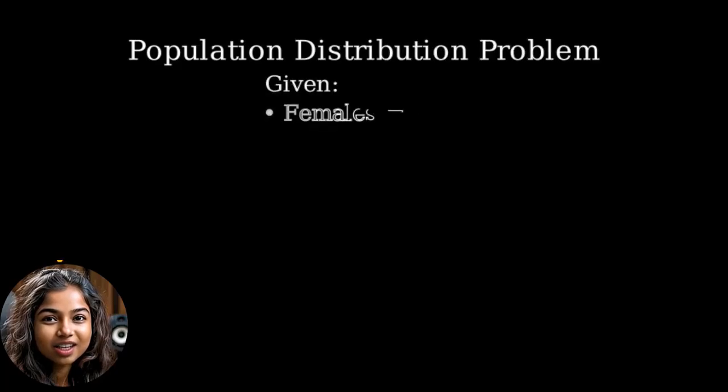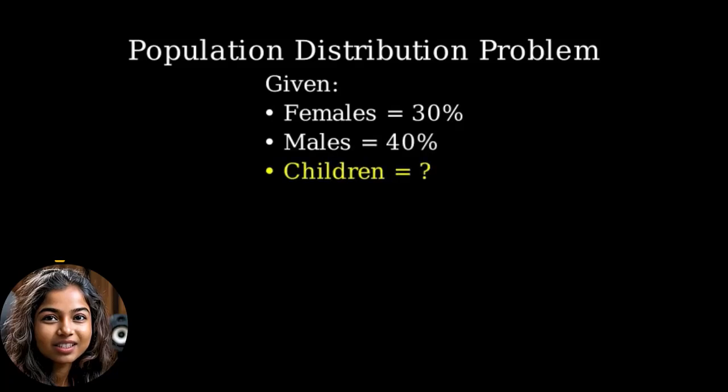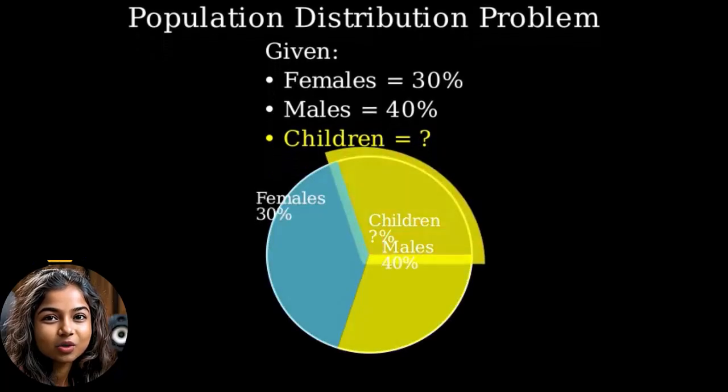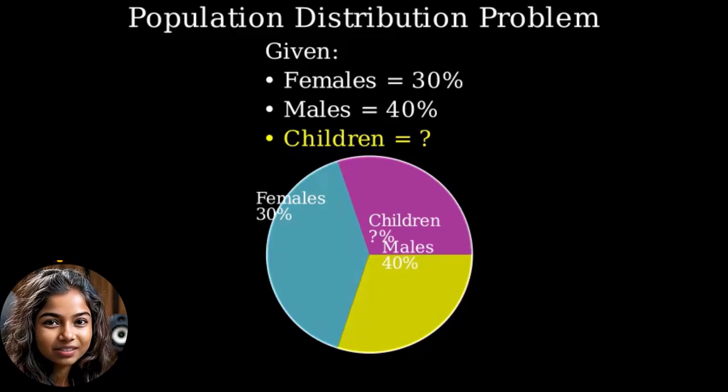Let's solve a percentage problem about the population distribution in a city. In a city, 30% are females, 40% are males, and the remaining are children. Let's find out what percentage are children. Let's visualize this with a pie chart. Here's the 30% that represents females, here's the 40% that represents males, and the remaining section represents the children.